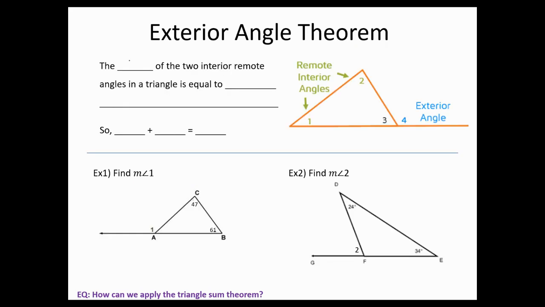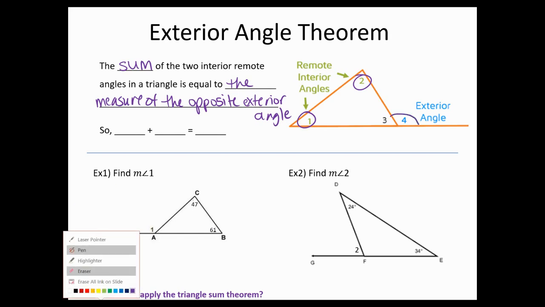So the exterior angle theorem says the sum of the 2 interior remote angles, which are these 2 that are far away from the outside angle, when you add those up, is equal to the measure of the opposite exterior angle, which is this one right here.